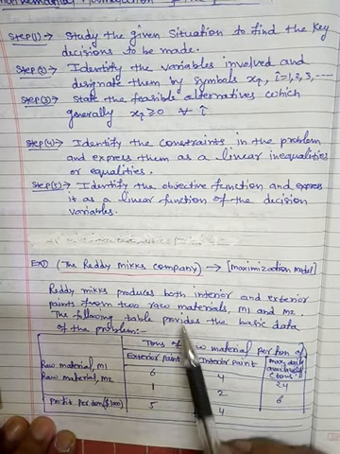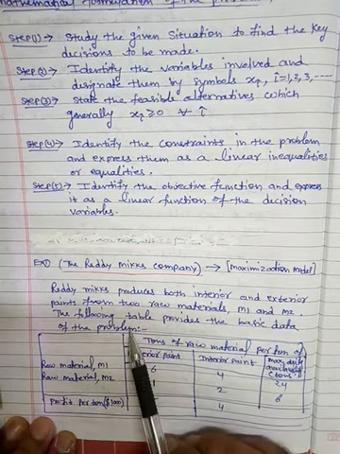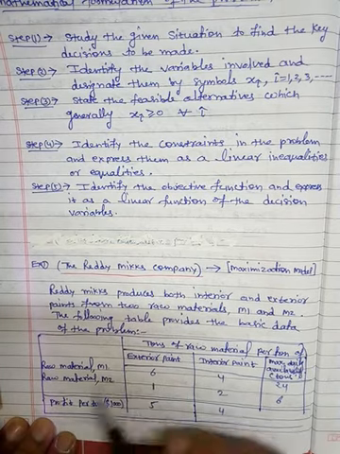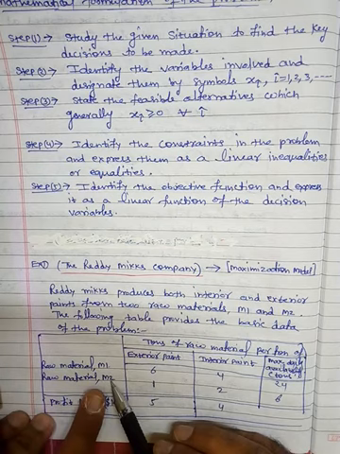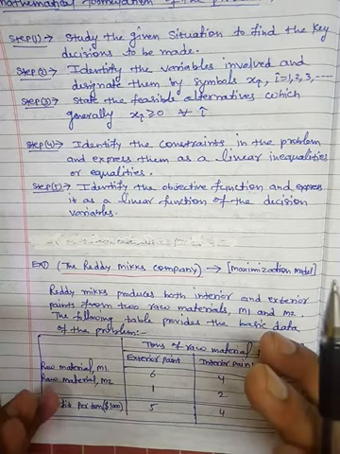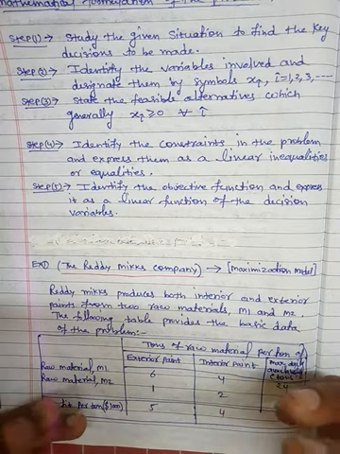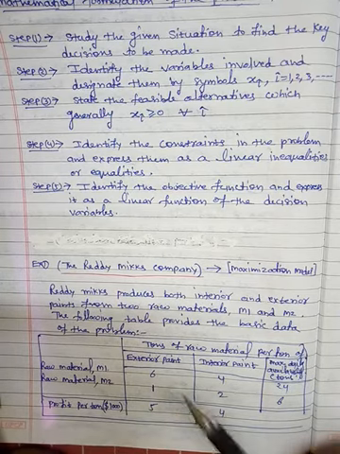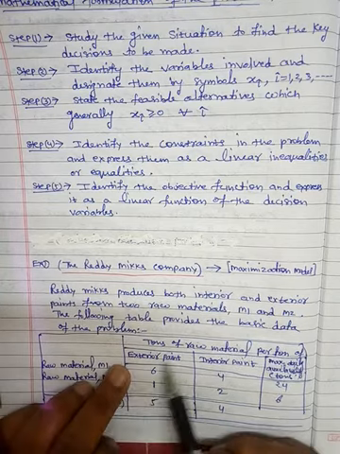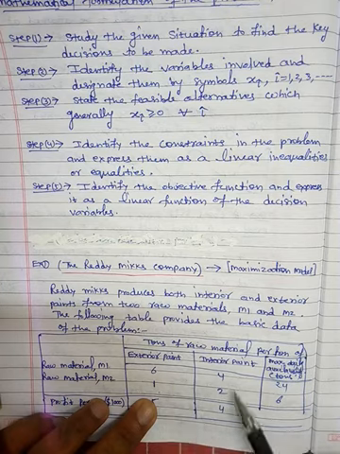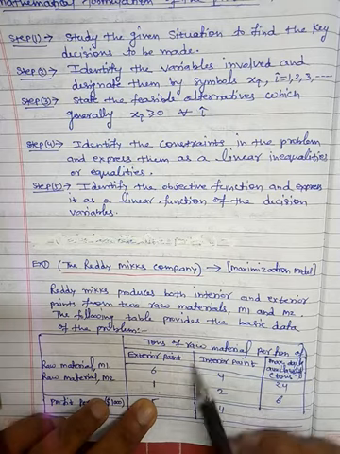The following table provides the basic data of the problem. This is the raw material M1, raw material M2, and because using these two in a different ratio, ready mix basically provides the exterior and interior paints, and the data is given herein. This is the exterior paint, this is the interior paint.